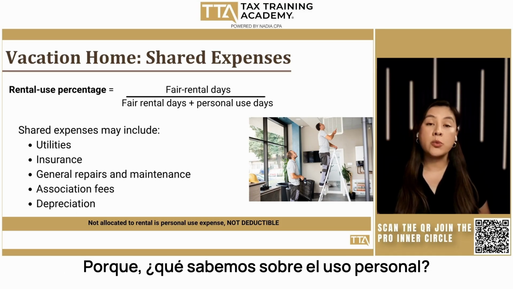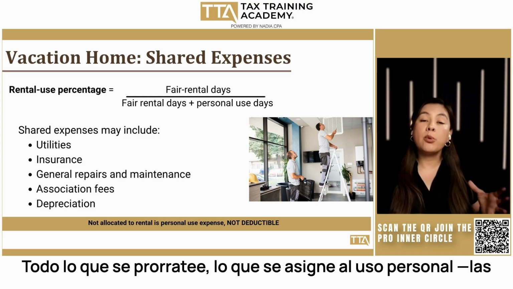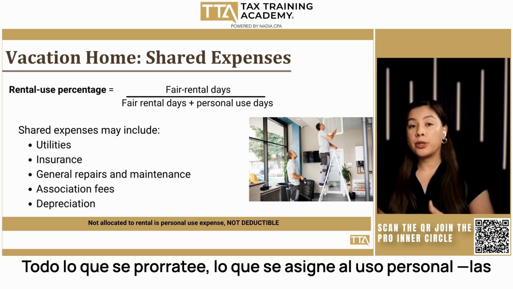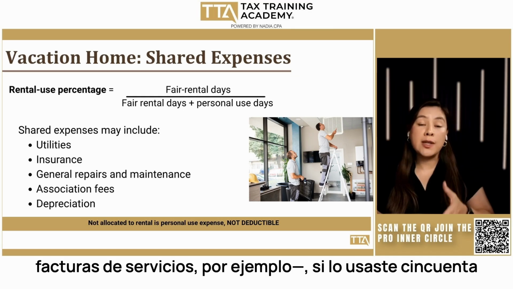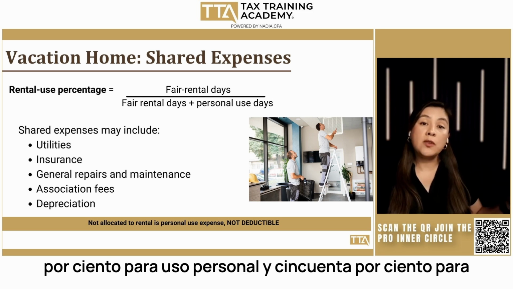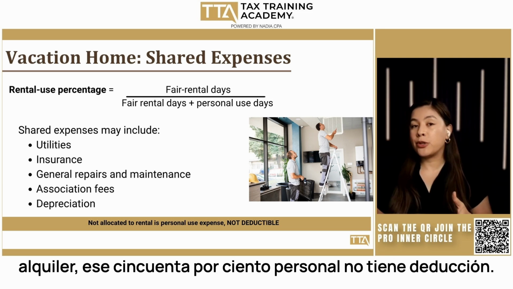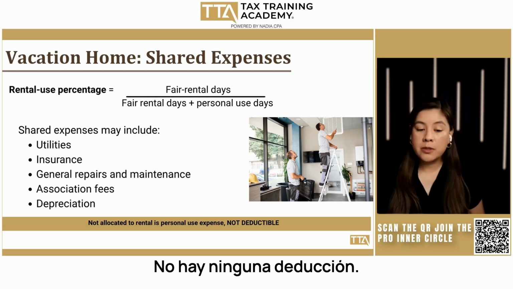Because what do we know about personal use? Anything apportioned, allocated over to personal use, the utility bills. If you used it 50% for personal versus 50% rental, that 50% personal, there's no deduction. There's no deduction at all.